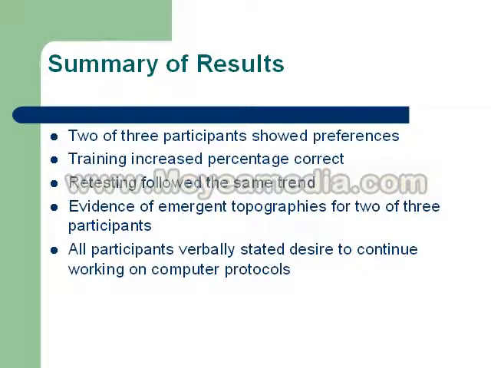Summary of results. 2 of 3 participants showed evidence for preferences. Training typically resulted in steadily increasing percentage correct, with a few exceptions. Retesting following retraining followed the same trend. Evidence of emergent topographies for 2 of 3 participants, with scores of 67% for high and low preferred protocols for DJ, and 78% for the high preferred protocol for JG. In addition, all participants verbally stated a desire to continue working on computer protocols, although only one specified which protocol, and that was DJ.